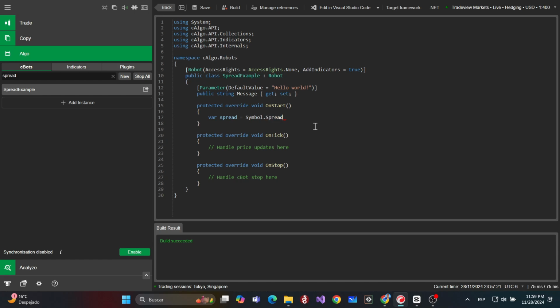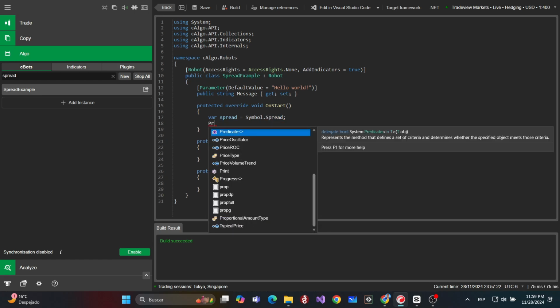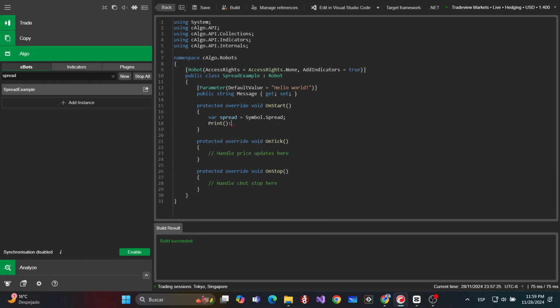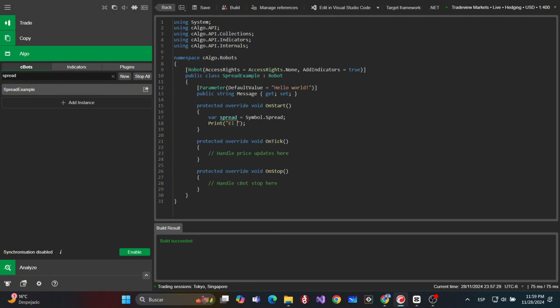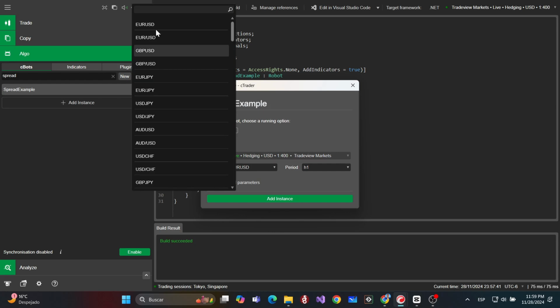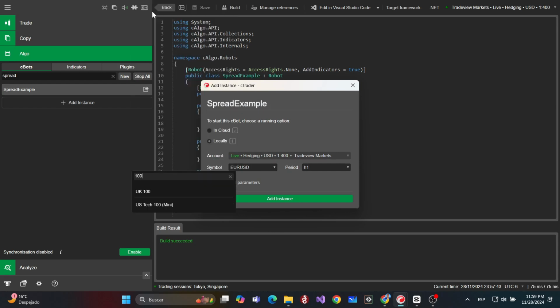So, how can you leverage this information? Here are some key applications. 1. Cost-based strategies. Avoid trading when the spread is unusually high, as it can significantly impact your trade profitability. 2. Liquidity analysis. A low spread usually indicates high liquidity, while a high spread might signal lower market activity.